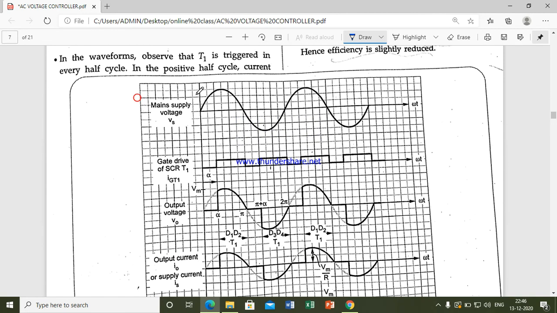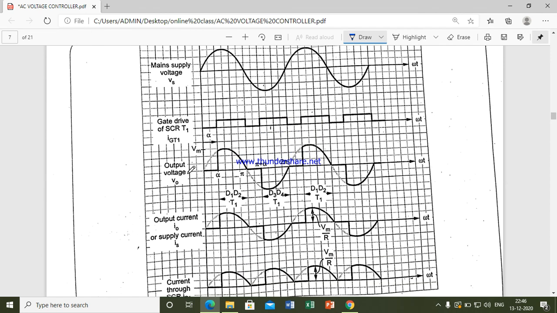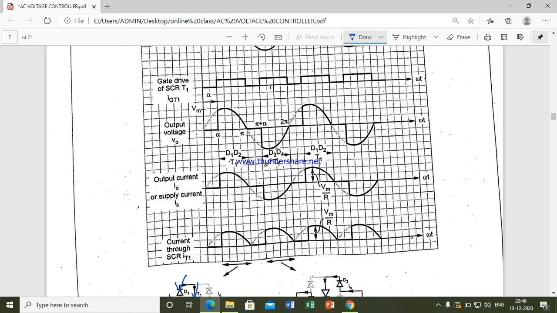So this is your main supply. Next, whenever you apply a gate pulse, the SCR conducts, and you should observe that both positive cycle and negative cycle current will flow through this T1 SCR only. Because of this, the gate drive of SCR T1 is needed; these are the gate drives. So the output voltage V0 will be like this: during the positive cycle you will get this, and during the negative cycle you can see this. Both positive and negative cycle waveforms are controlled using only this one SCR.